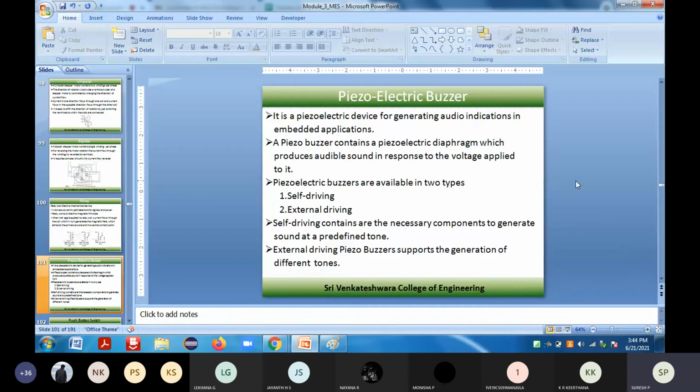So it is nothing but this: the predefined indicator sound is fixed in that particular buzzer, like in your vehicle. It is going to have a fixed sound, like a beep. But the external driving piezo buzzer supports the generation of different tones also. That means there are multiple tones in that buzzer, and whenever you require a particular tone, you can configure the piezo buzzer to produce it. So that is about the external driving piezo buzzer.